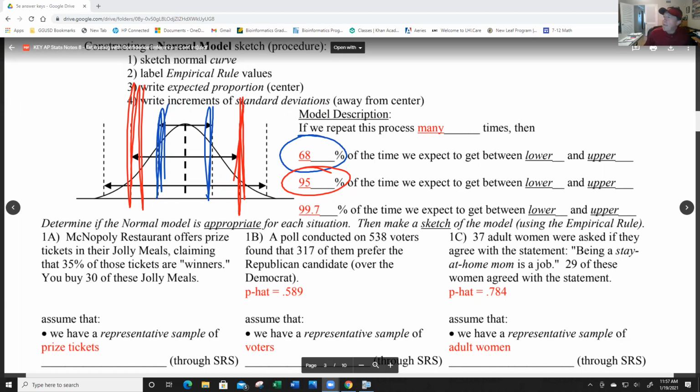If you wanted to do a 99.7% confidence interval, this is in purple, then you would need to be within 3 standard deviations of the mean.